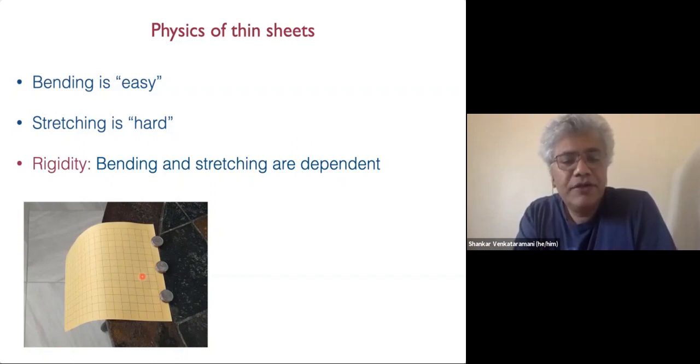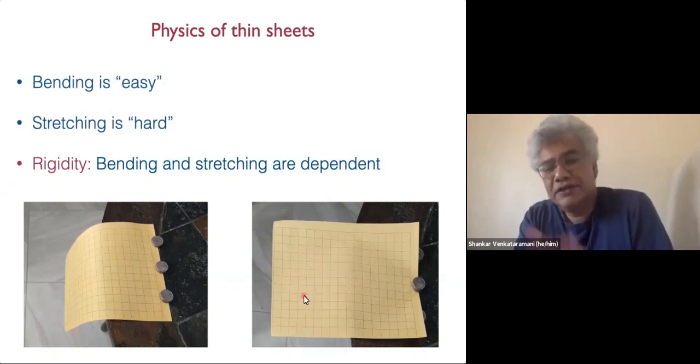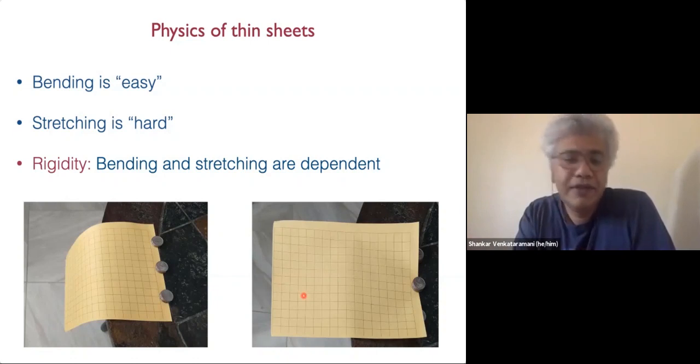But there is a geometric frustration, or a rigidity, namely that bending and stretching are dependent. If I take the same sheet of paper and put one stack above but two stacks below, I introduce a weak curvature across the sheet in this direction, that then makes it rigid in the transverse direction. We all know that this is how we eat pizza. You fold it one way so that it doesn't fall the other way. So stretching and bending are not independent.